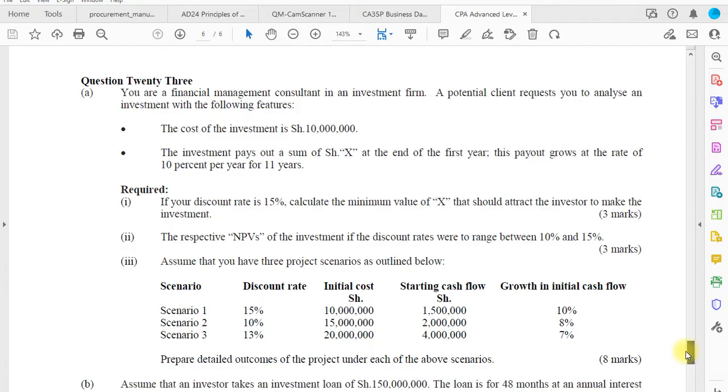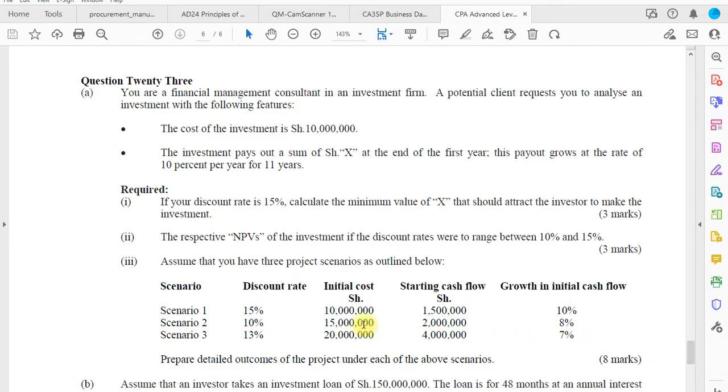Required: one, if your discount rate is 15%, calculate the minimum value of X that will attract the investor to make the investment. And number two, the respective NPVs of the investment if the discount rate were to range between 10% and 15%. Then assume that you have 3 projects scenario as outlined below. So you have scenario 1, 2, and 3, and the discount rate, the initial cost, the starting cash flow, and the growth in initial cash flow have been given there. Prepare detailed outcomes of the project under each of the 3 scenarios.